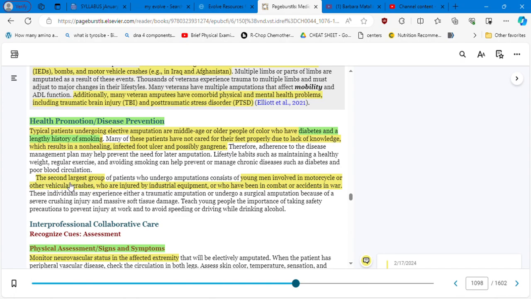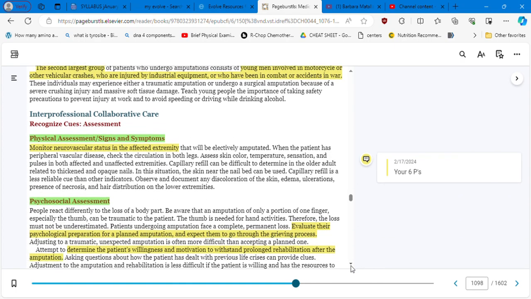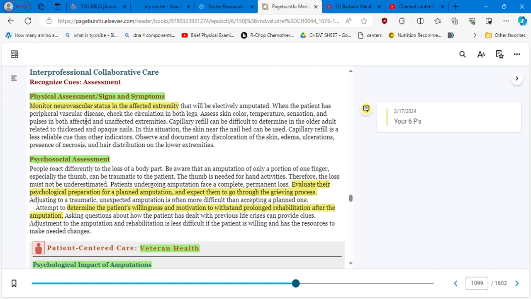The second largest group, young men involved in motorcycle or other vehicle crashes who are injured by industrial equipment or who have been in combat or accidents in war. Okay, so physical assessment, monitor neurovascular status in the affected extremity. I cannot remember how many times we mentioned the neurovascular status assessment.